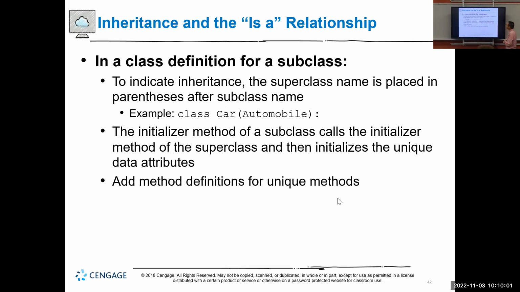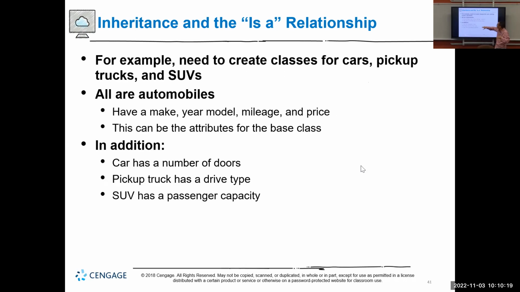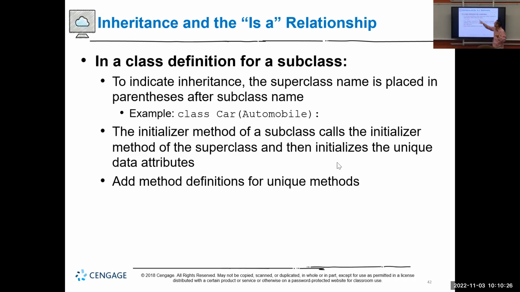In a class definition for the subclass, to indicate the inheritance, the superclass name is placed in the parentheses after the subclass name. You can think like this one here. You want to define a class with the name car. Now, if you want to inherit every attribute from the superclass, which is make, year, model, mileage, and price, you have to put it inside the parentheses after you define the class name here. Make sense or not?